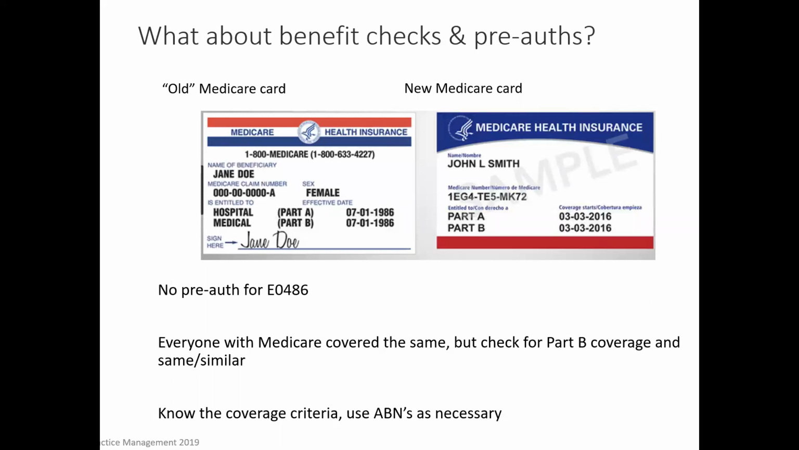What about benefit checks and pre-auths? There's actually no pre-auth for E0486, whereas with commercial carriers, you're going to do pre-auth all the time. In the majority of cases, insurances will have you pre-auth. So that does make it easier to bill Medicare. Everyone is covered the same, but they have to have that Part B coverage and something I'll talk about called same and similar. So again, it's important to just know the coverage. They changed the Medicare card as of last year. And so you can see on the right, they actually took off the Social Security numbers and have a Medicare ID now.